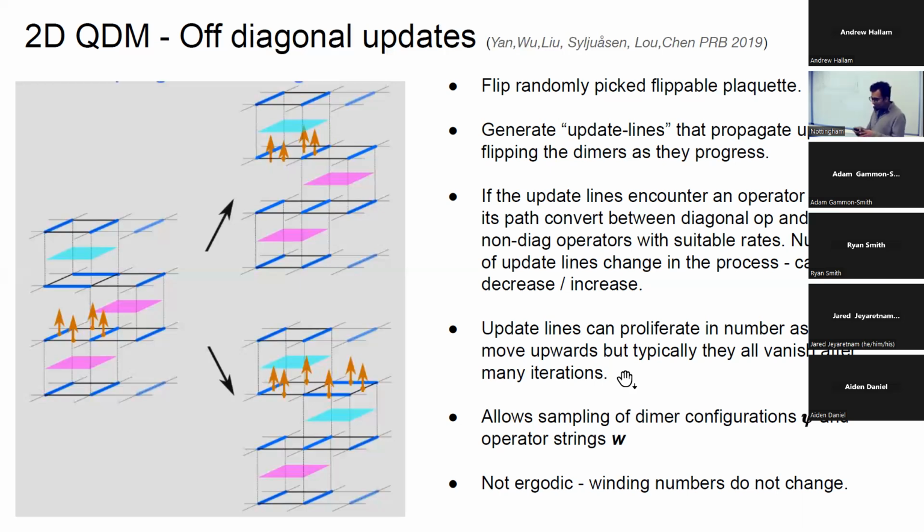Now the problem with this is that typically the update lines are confined in a compact region. It moves around in a finite spatial extent, but it goes around in time many times in the periodic direction, but in the spatial extent, it's confined. If you locally change dimer configurations in a small compact region within the 2D plane, it turns out that kind of move is not ergodic. How do we know that it's not ergodic?